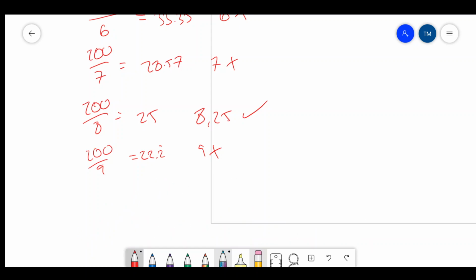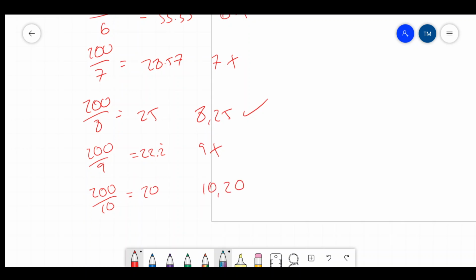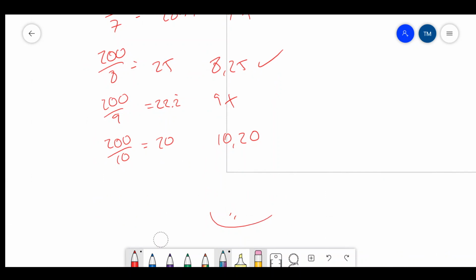So we've got 200 divided by 10, which is going to be 20. So we know that 10 and 20 are factors. Then we have the next step, which is 200 divided by 11, which is equal to 18.18. So 11 is not a factor.